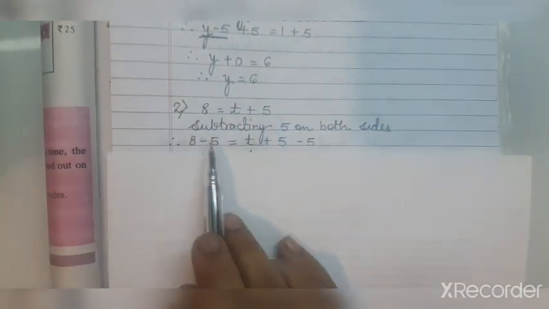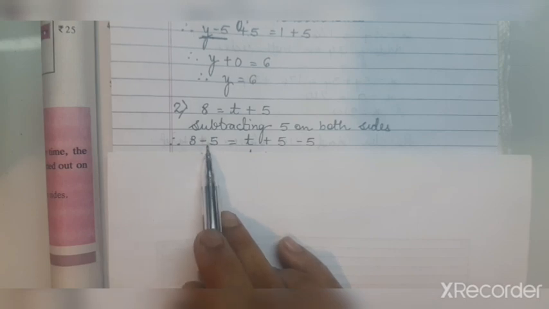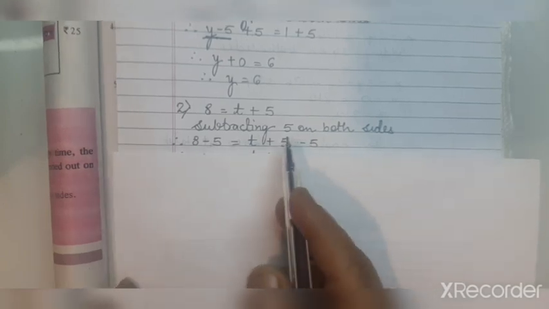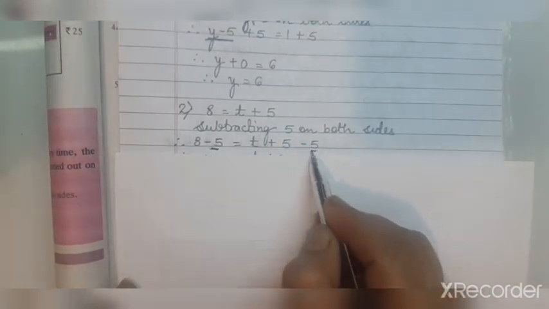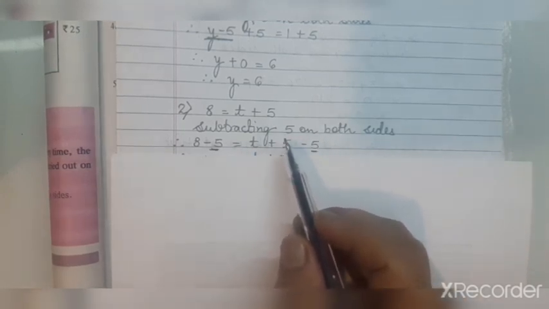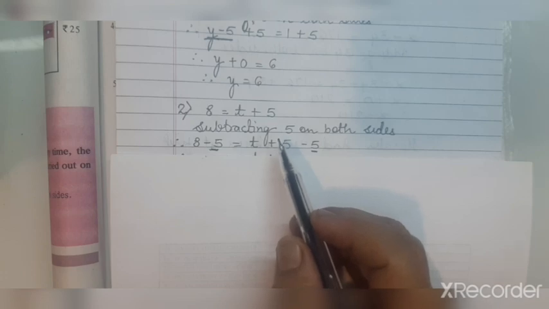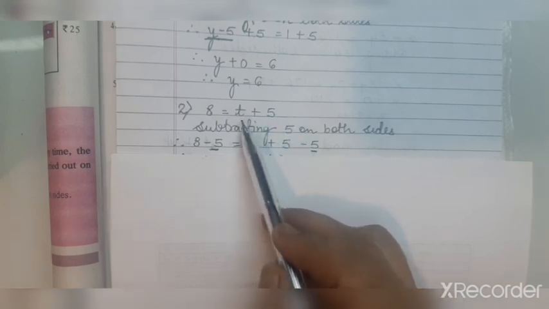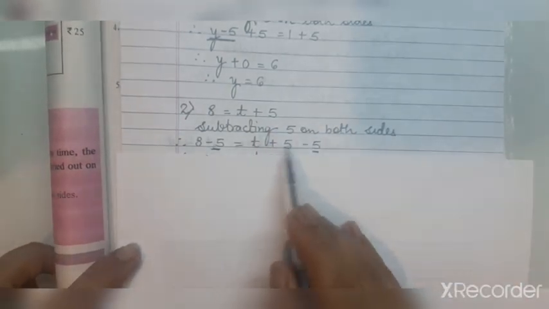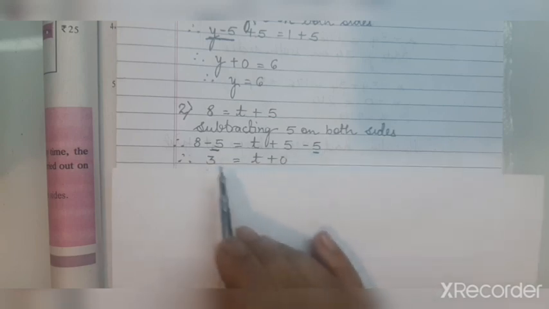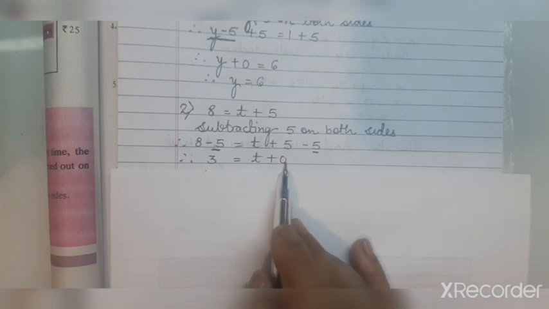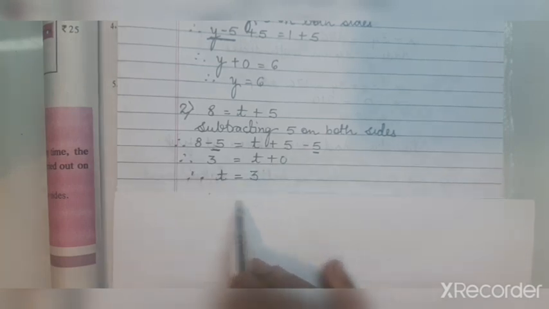You can see in the next step, 8 is written and then subtract 5, equal to t plus 5 and then subtract 5. These are the two extra things we have done in order to solve, subtracting 5. And why subtracting 5? We have to do the opposite function on both the sides. Since along with t it is adding 5, we subtract 5 on both the sides. So plus 5 minus 5 is 0. 8 minus 5 is 3 equal to t plus 5 minus 5, which is 0. T plus 0 is t. So t is equal to 3.